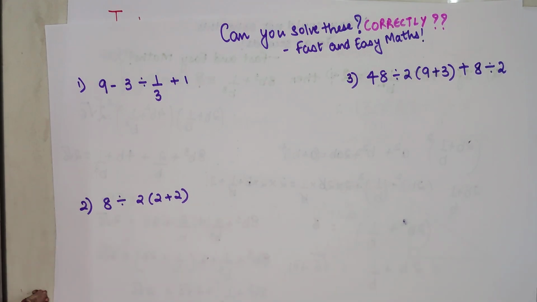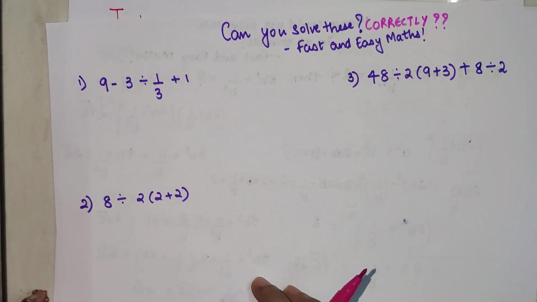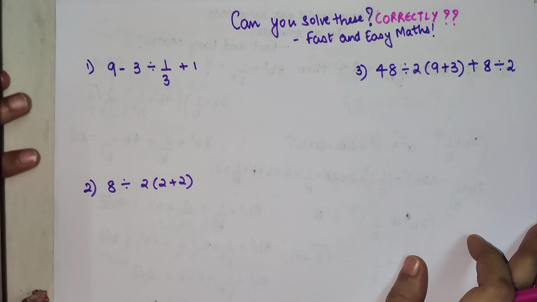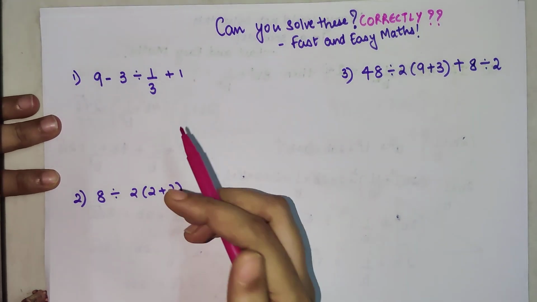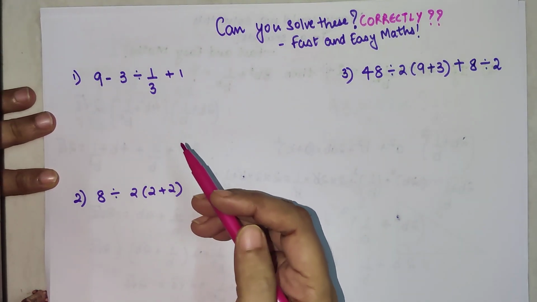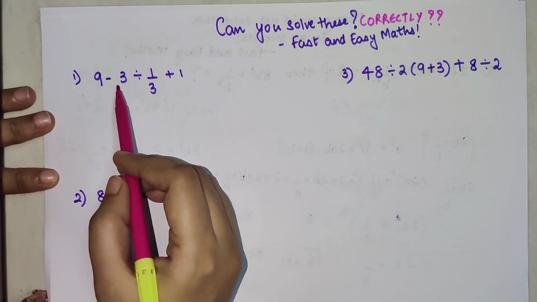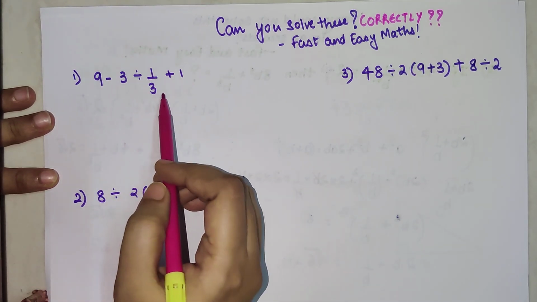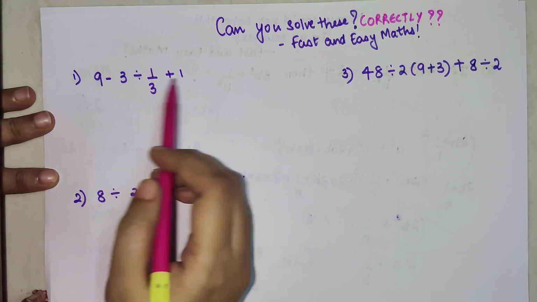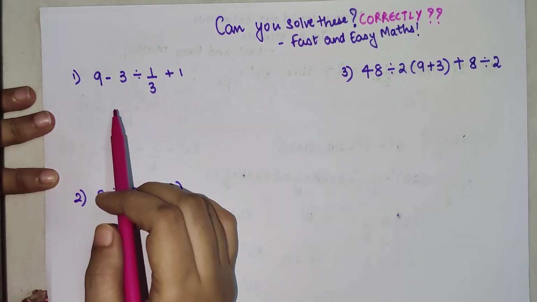Okay, so let's look at the first sum. The first sum looks very easy, but a little bit of conceptual error happened with a few of my students, so I thought let me just explain this. So understand, when you have 9 minus 3 divided by 1 by 3 plus 1, this is your question.